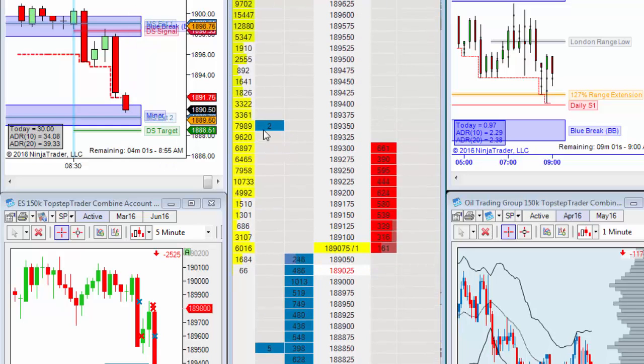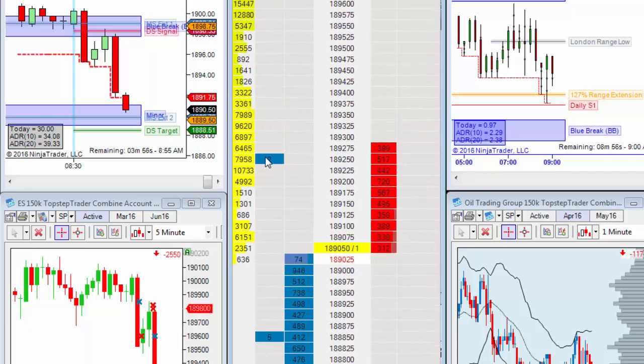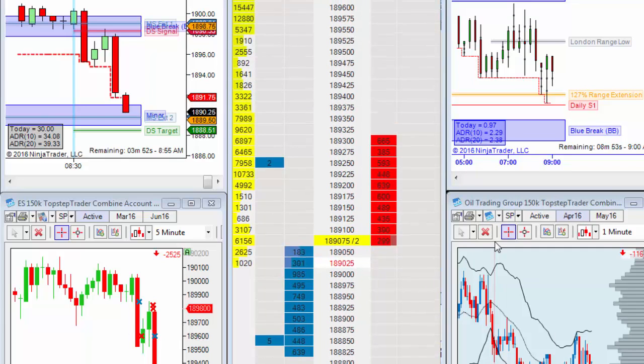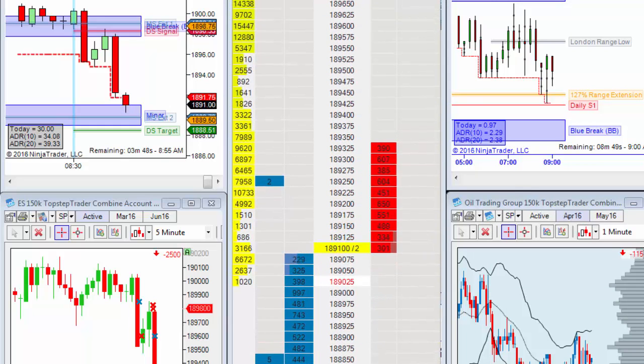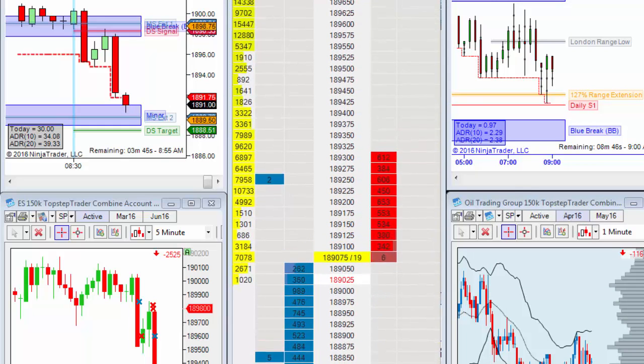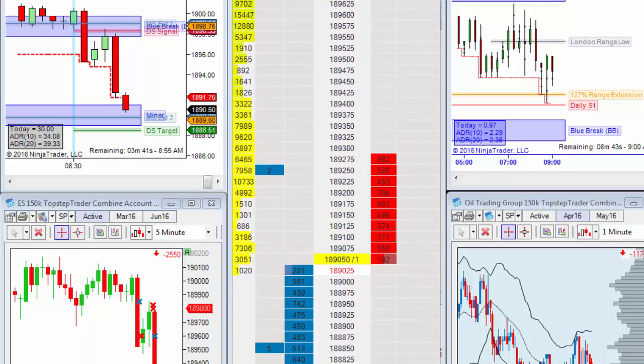There's 90.25. We may get a bounce out of here, so let's go to 92 and a half on the stop. Protect it. May go back to 93 here in just a moment. 1888 and a half is where I'm going to flip and get long.